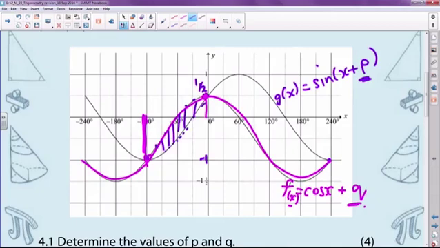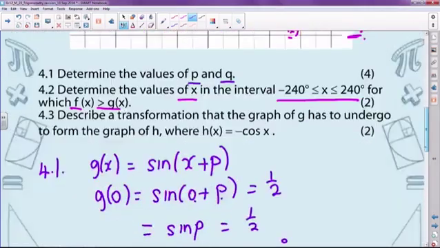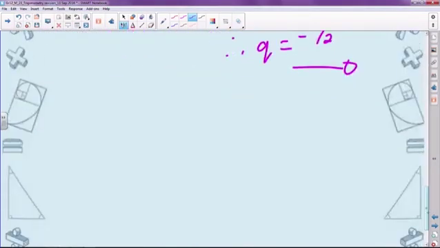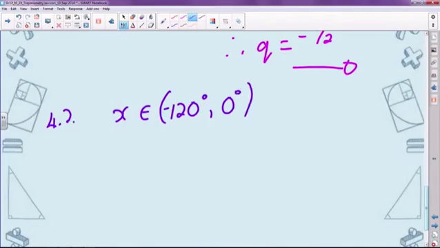Remember, this is an interval. It's not a specific point. It's over an entire interval that this happens. So it's in the interval, x is an element from, and they just said greater than, so you're going to use an open bracket. So it's from minus 120 degrees to 0 degrees.